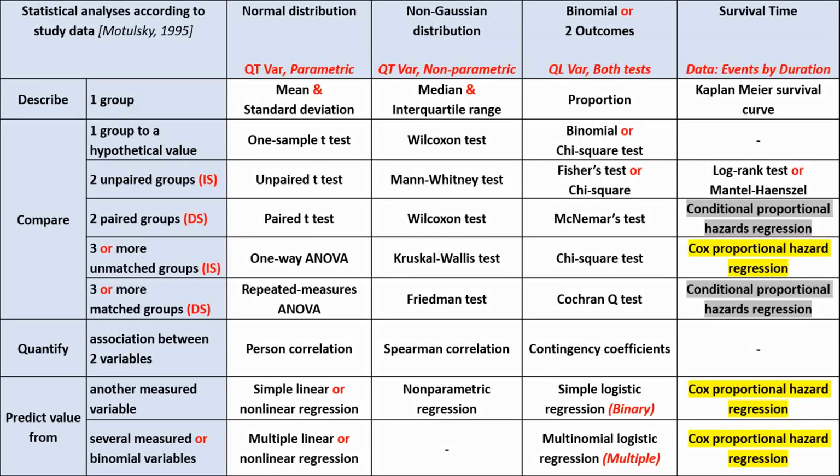However, to predict value from several measured or binomial variables, we use multiple linear or non-linear regression, and in the case of binomial or two outcomes data, we use multinomial logistic regression, and in the case of survival time data, we use Cox proportional hazard regression.